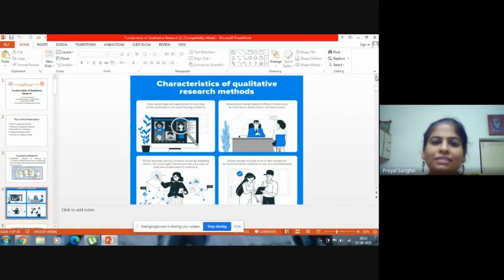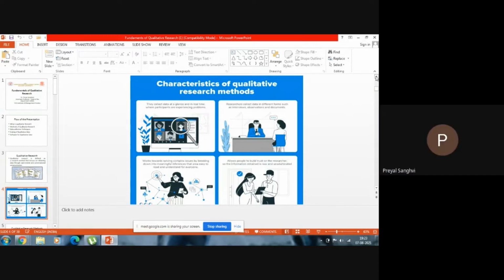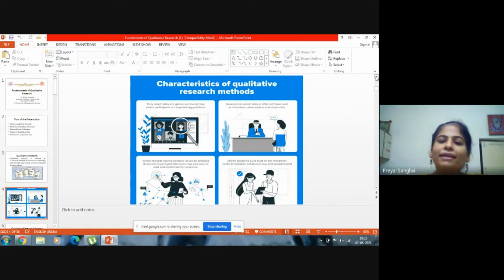First characteristic: we can observe it in real time. Second, data is available in different forms, maybe in the form of interviews, observation, or documents. Third, we break down the data into different codes, and after that we group them into different categories, and based upon that we analyze the qualitative research data. And the fourth one is that it allows people to build trust in the researcher. So these are all the characteristics of the qualitative research method.